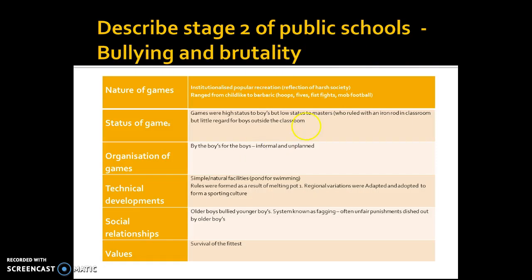Translated then, nature of games. That's very important. Stage 1, ignore that at the top: institutionalised popular recreation. We are paralleling the exact same time of popular recreation. Games could also have a mark for ranging from the barbaric to the childlike. You had fist fights and mob football, but also things like hoops and fives.